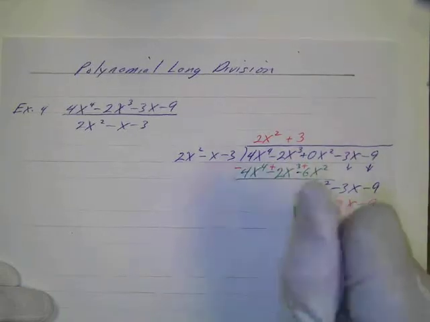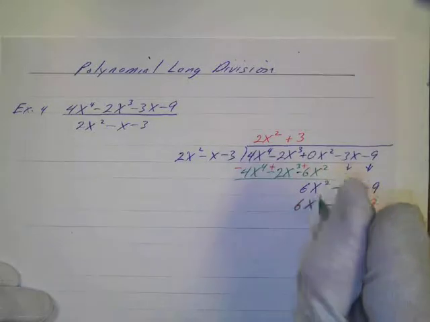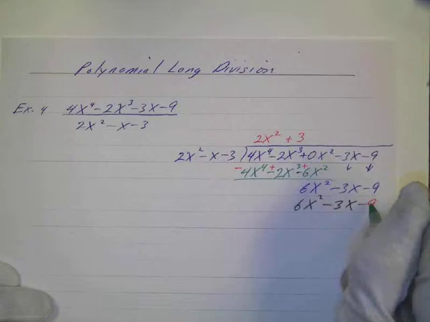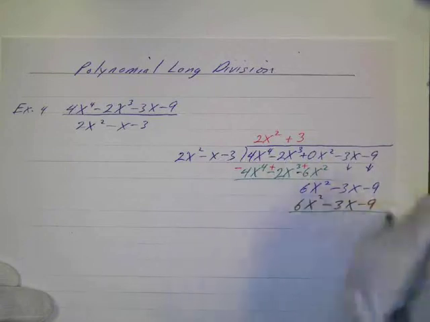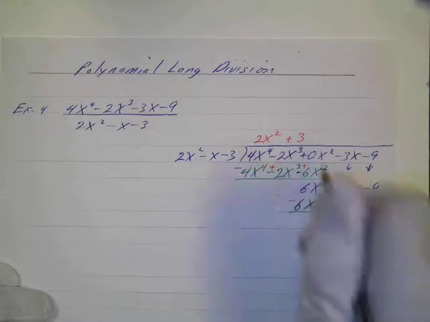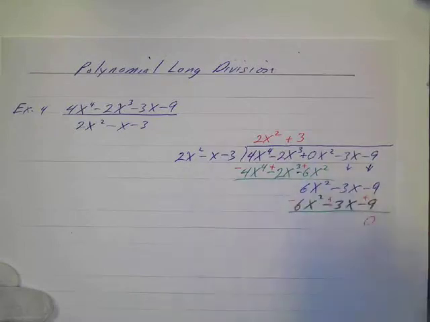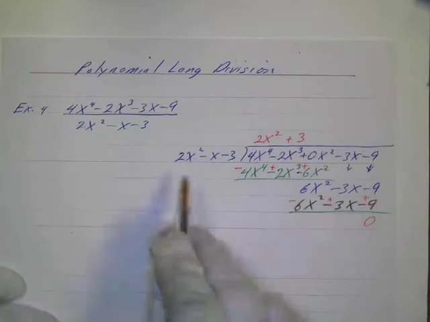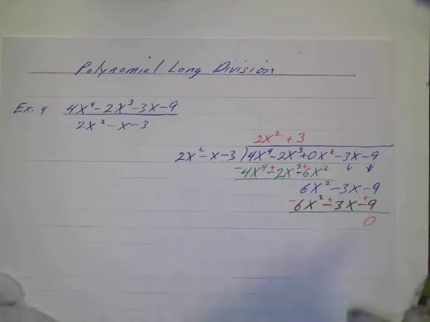Oops. Sorry, I usually do that in green, excuse me. Multiply that out. And then I'll change the signs. So this becomes negative, positive, positive. And when I add these, I get 0. I get a 0 remainder. So that was nice. It worked out. It looks like it was going to be longer, but actually it worked out nice.